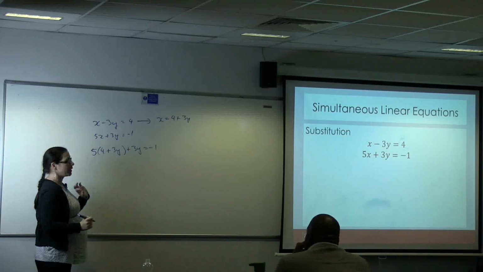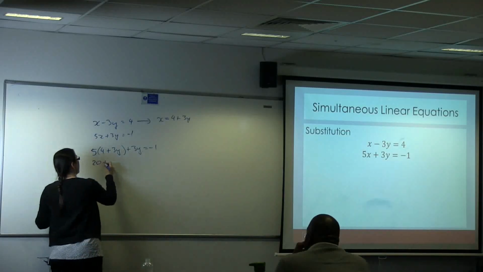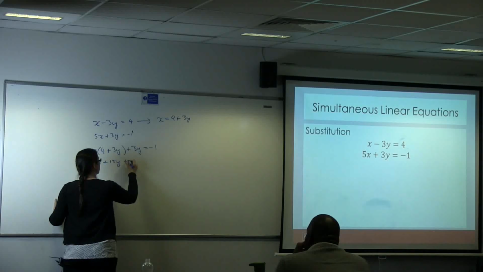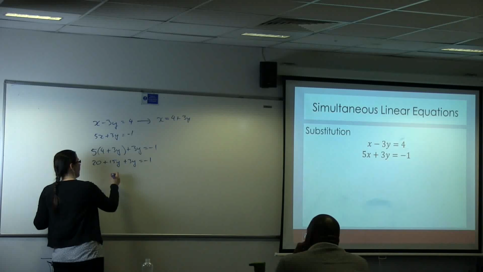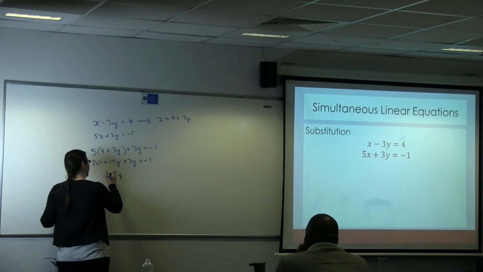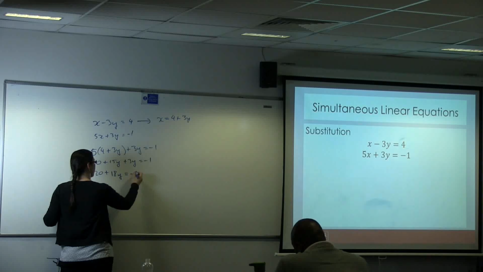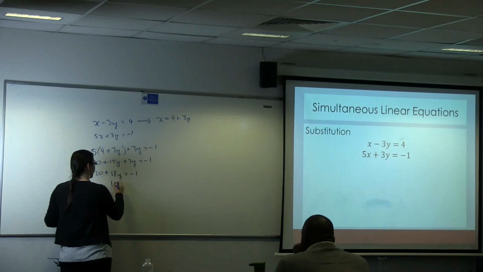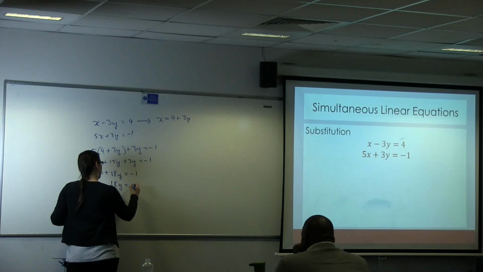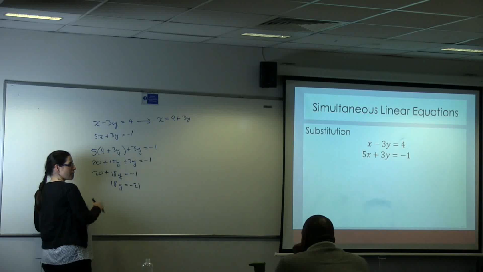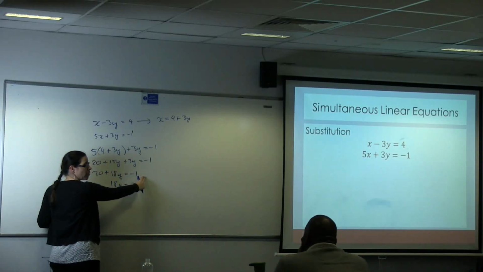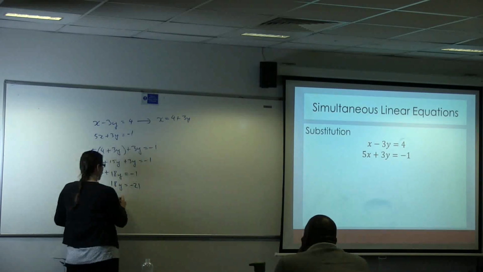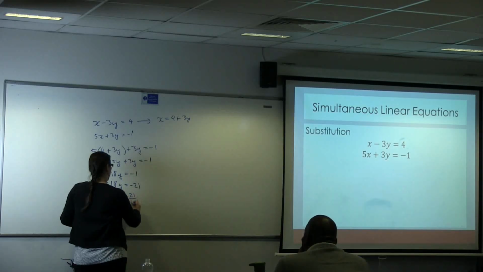So now I've got a bracket I need to remove. 20 plus 15y plus 3y equals negative 1. 15y, 3y makes 18y. Take the 20 away. So it's positive 20 will be negative 20 here. Negative 20 minus 1, minus 21. So y equals minus 21 over 18.